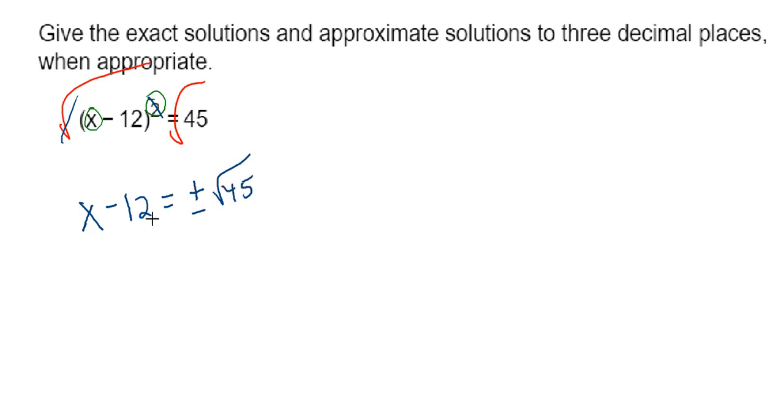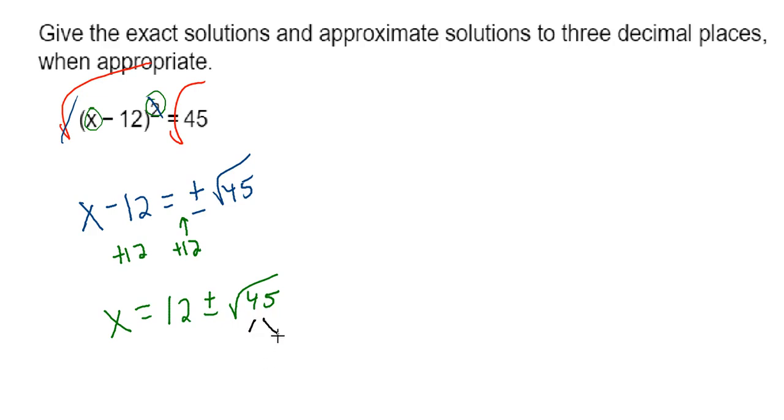All right. And then to get x by itself, I will add 12 to both sides. That 12 we'll go ahead and put in front of the plus or minus. And so we get x equals 12 plus or minus the square root of 45. Now the square root of 45 can be simplified. I could have started working on it already. I just kind of wanted to take one thing at a time.